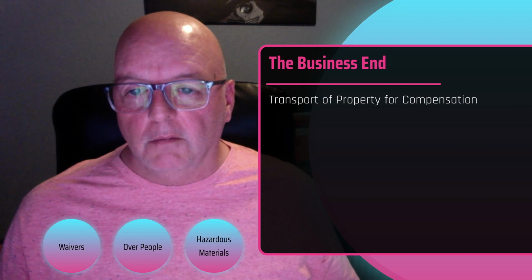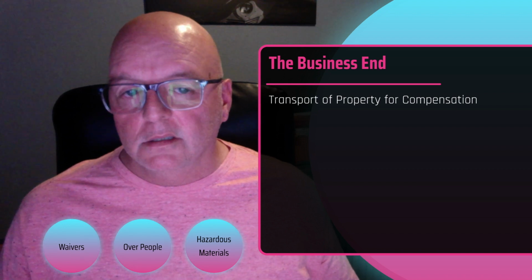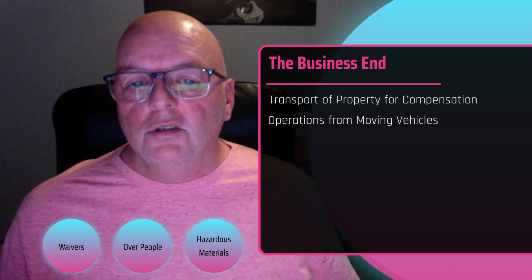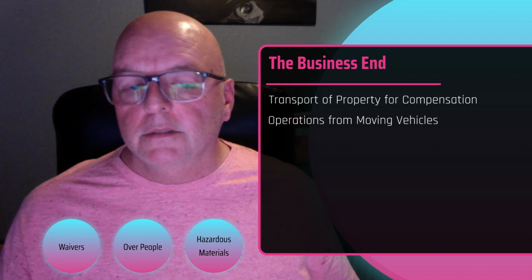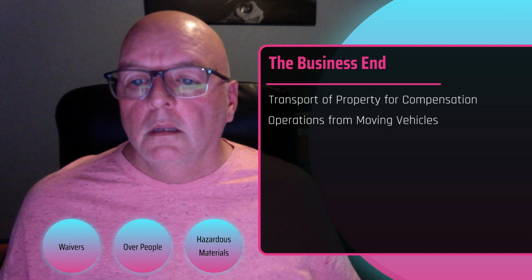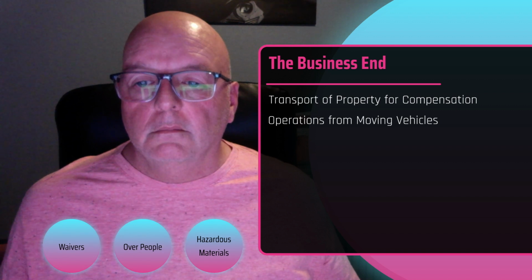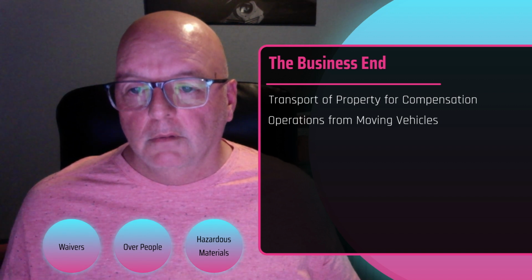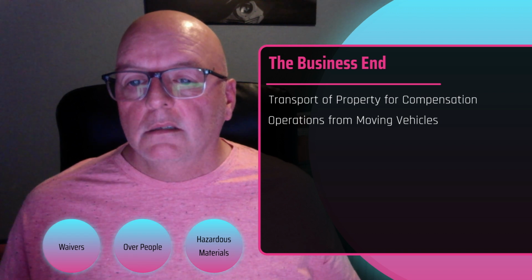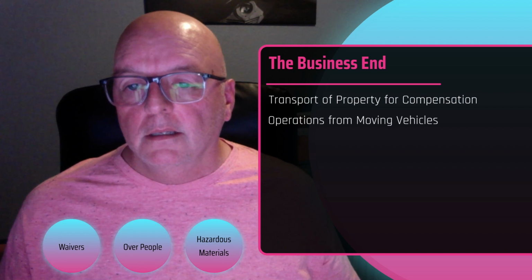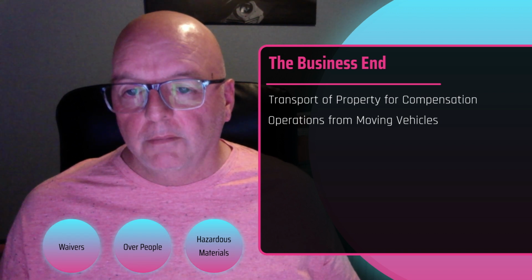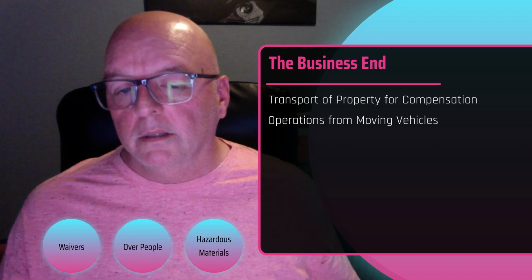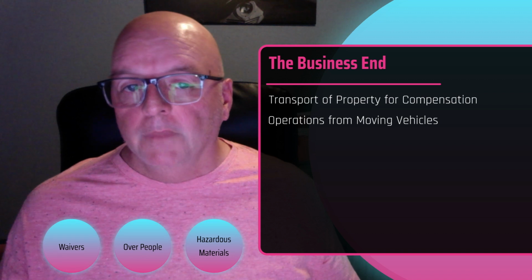So one of the biggest regulations that actually even mentions the transport of property for compensation and hire is the rule on operations from moving vehicles. Now, the rule on operating from a moving vehicle says that you can operate a drone from a moving vehicle, so long as you're in a sparsely populated area and you're not the driver of the vehicle. And that basically covers cars, land-borne vehicles.